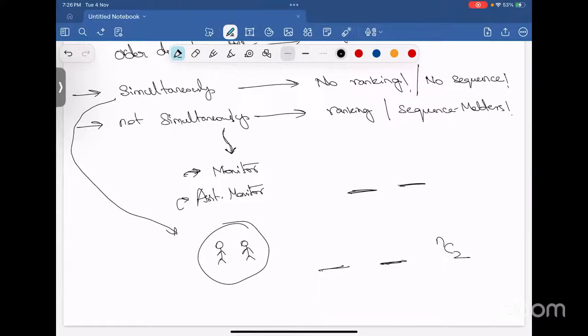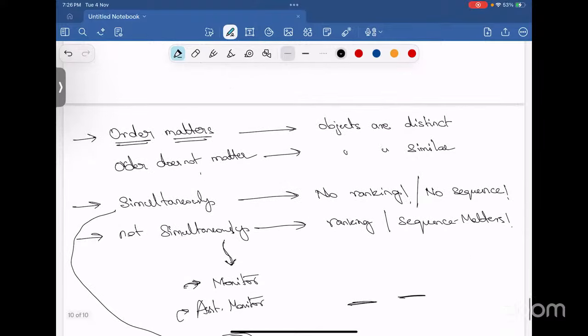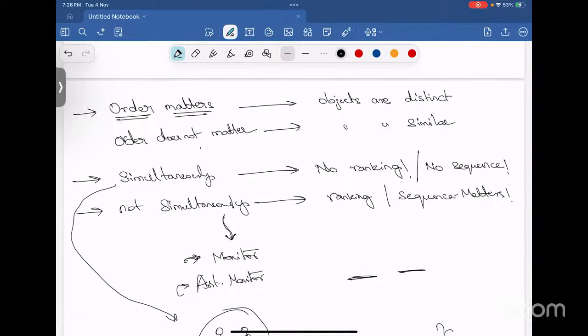And as I said, the sequence of selection matters. If you put it in a different order, you will get a different outcome. If the objects are distinct, say G1, G2, G3, G4, G5, and you change the order and put G5 first, then you'll get a different outcome. Correct? So that way order matters. If the objects are distinct, then order matters. If the objects are not distinct, then order doesn't matter.